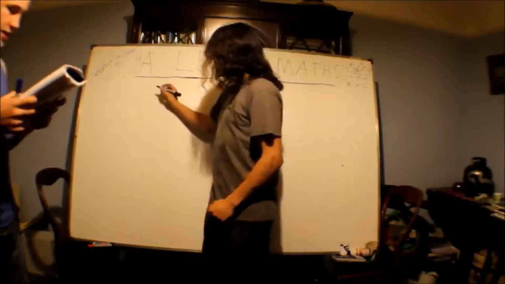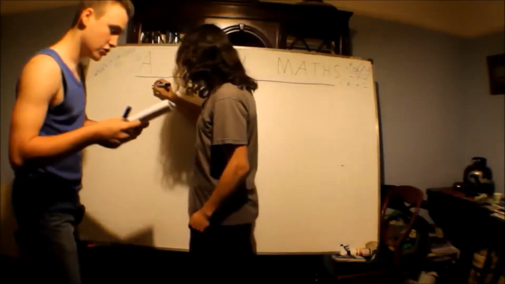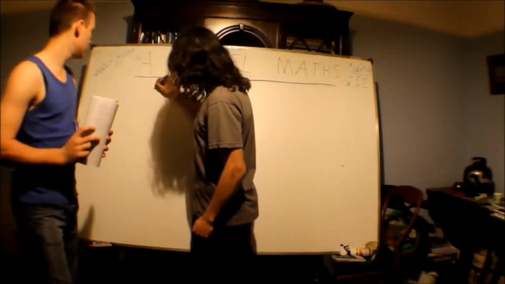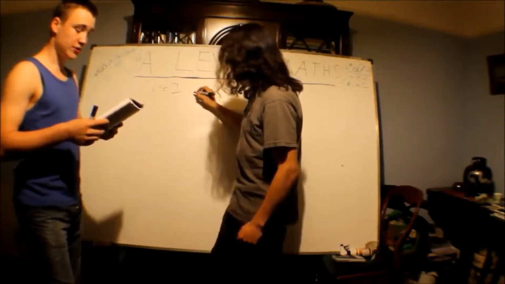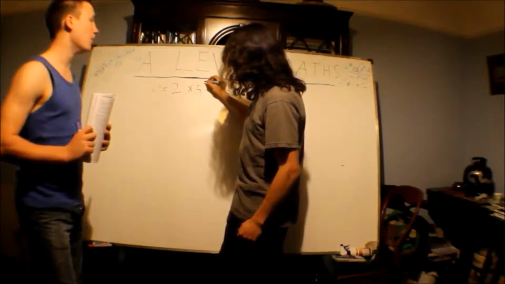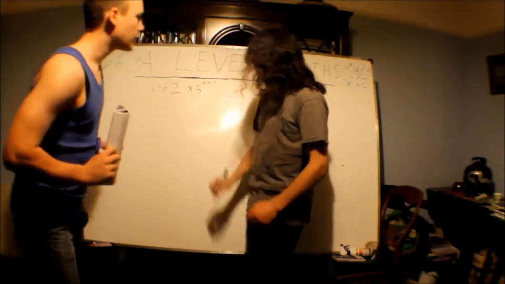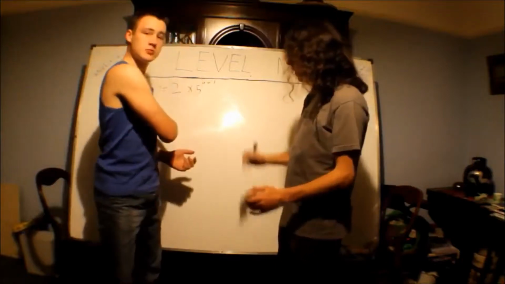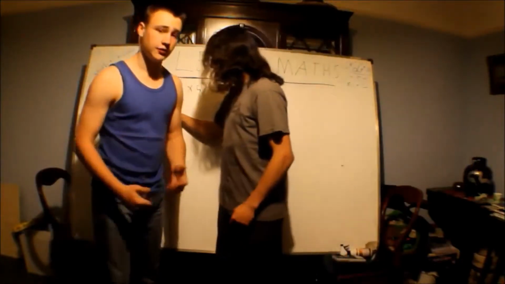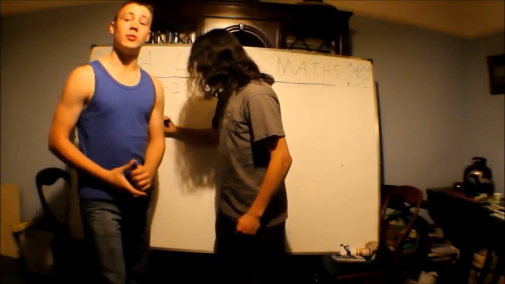It says the nth term of a geometric sequence is 2 times 5 to the power of n minus 1. And the question says first, to find the first 4 terms, so U1, U2, U3 and U4, and then it says to find the common ratio.